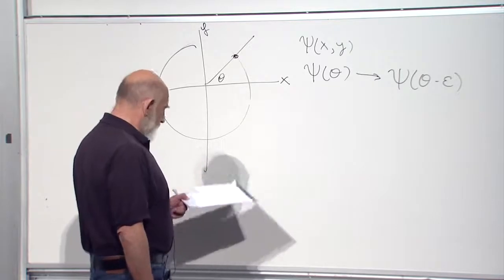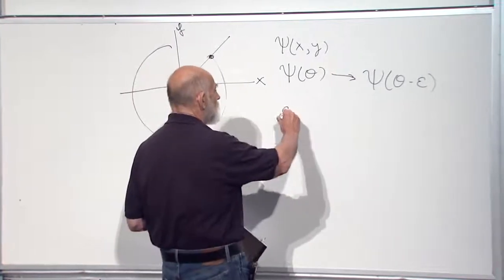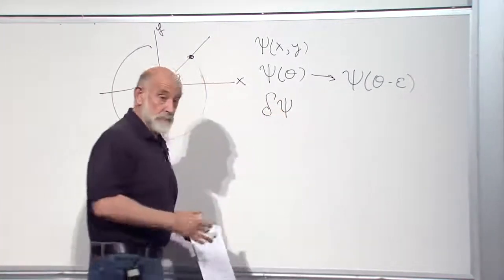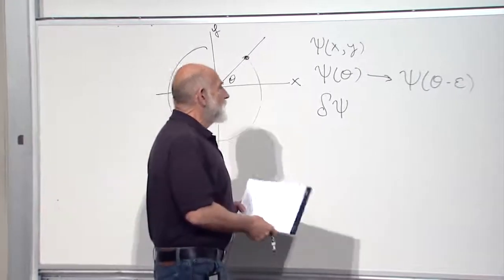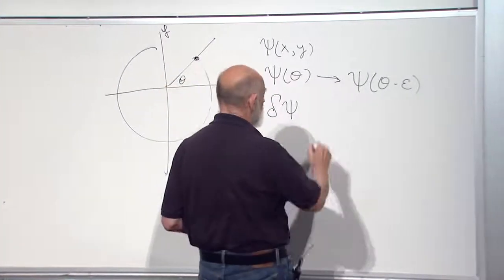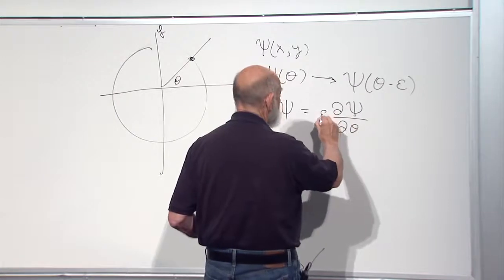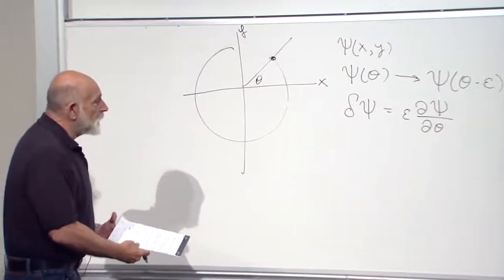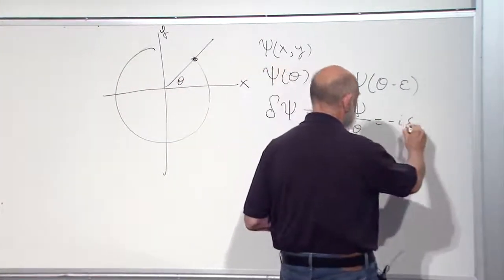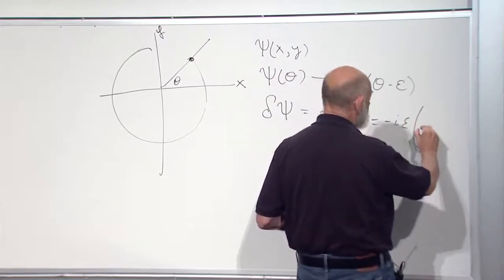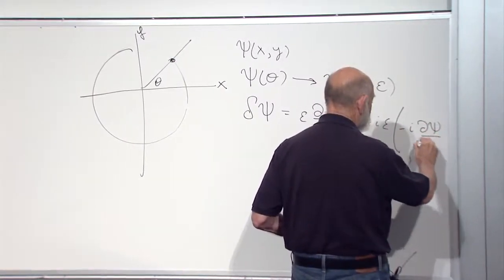So psi goes to psi of theta minus epsilon, or another way to say the same thing is that the change in psi, where epsilon is of course our small number, so small that its square is 0, an infinitesimal number, is equal to the derivative of psi with respect to theta times epsilon. I can rewrite that as minus i epsilon times minus i derivative of psi with respect to theta.